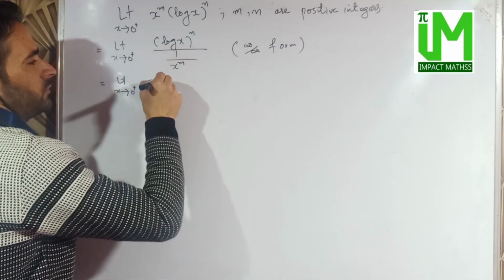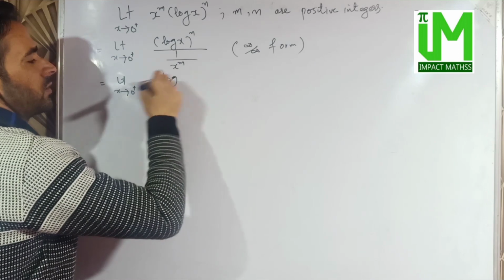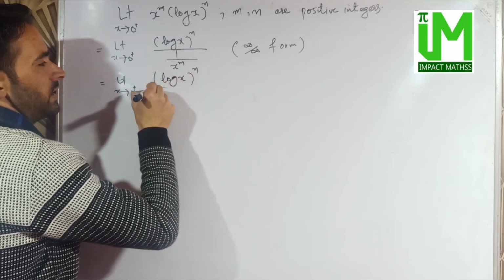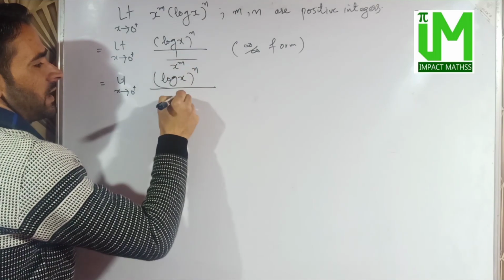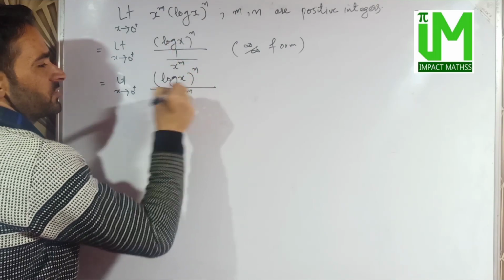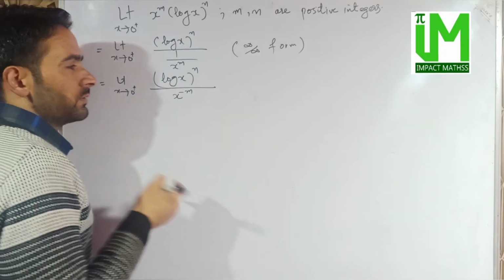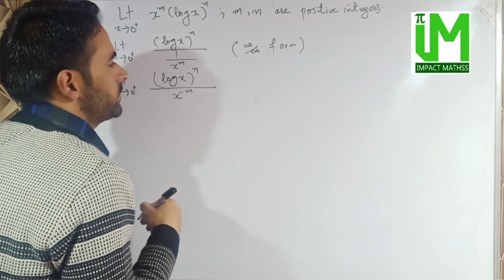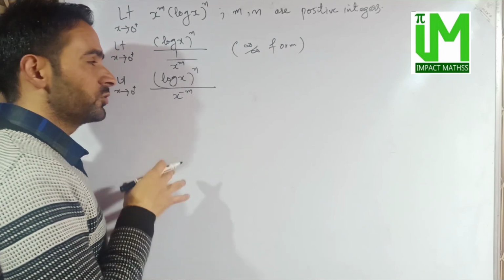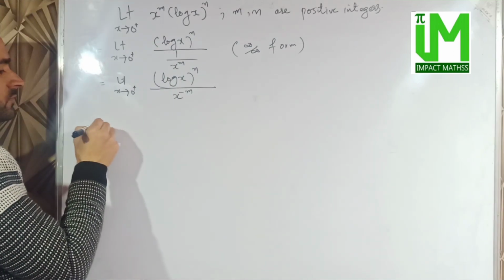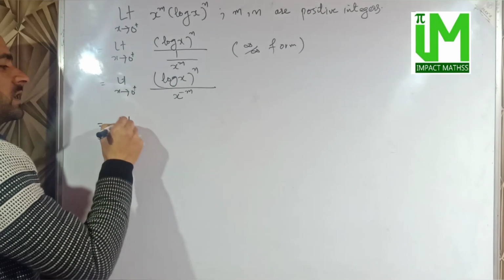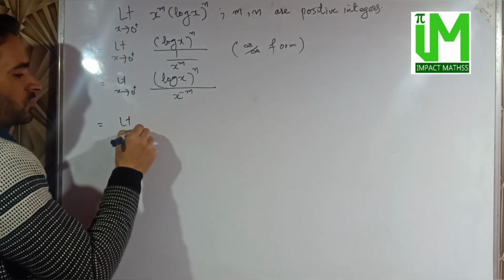And alternatively, we can write this as limit x approaches to 0 log of x raised to power n divided by x raised to power m को अगर ऊपर ले आए, so it will be x raised to power minus m. Now this is indeterminate form of the type infinity by infinity, so we'll be finding the limiting value by using the L'Hopital rule, so in which we differentiate the numerator and denominator separately. So we can write this as limit x approaches to 0 from the right.